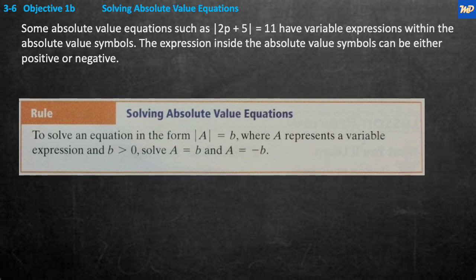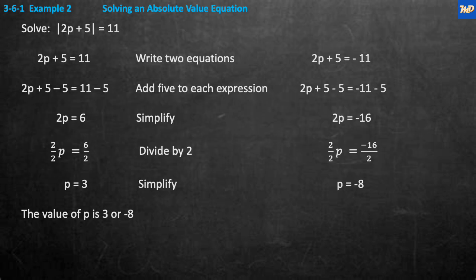So we're going to look at this. To solve an equation in the form of the absolute value of a is equal to b, where a represents a variable expression and b is not equal to 0, solve a equals b and a equals negative b. So we're going to see how that works. We're going to solve two different equations here, one with it being set positive and the other with it being set negative.